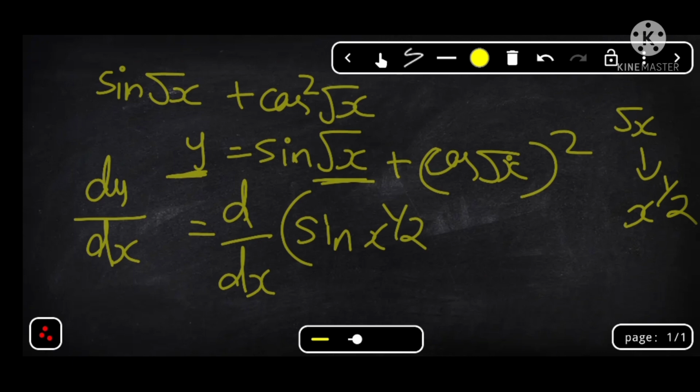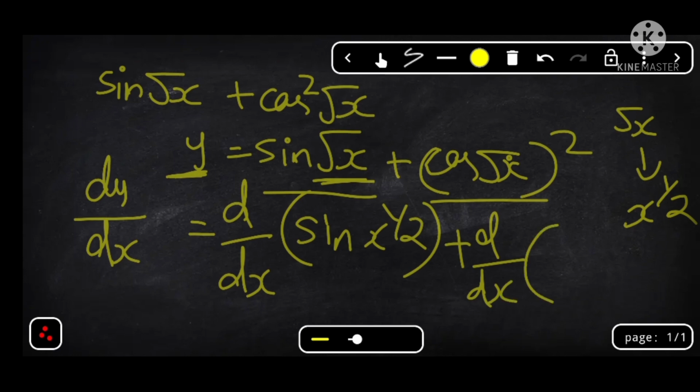So similarly here also, differentiation is applicable for this function and this one, right? So d by dx of sin x raised to 1 by 2, plus, now this one, cos x raised to 1 by 2 whole square. Okay, see this cos square root x is same as cos root x whole square. So last session I have mentioned this. So let's see what is the next step.